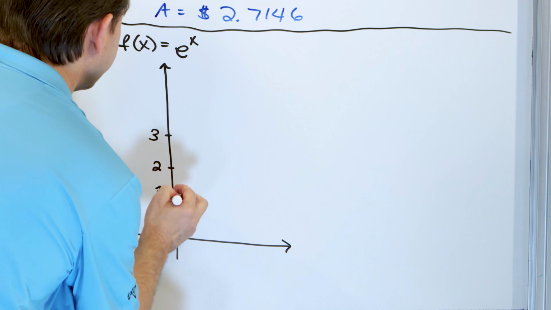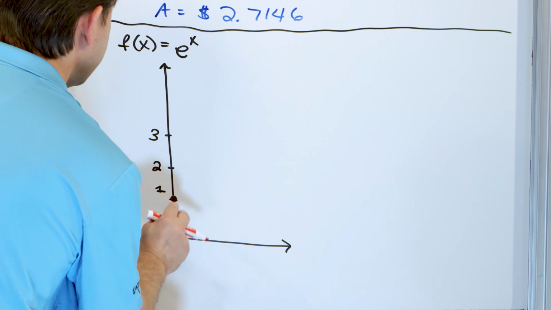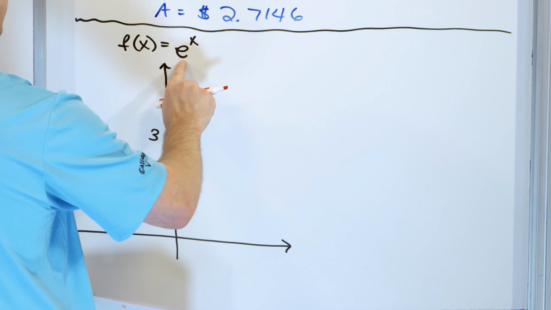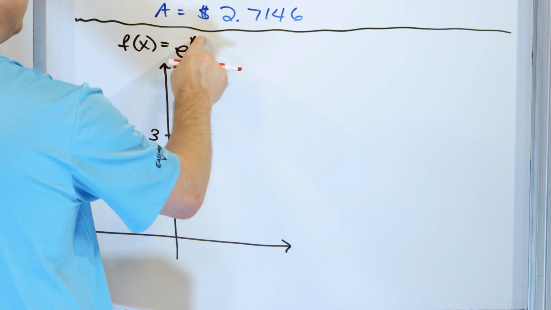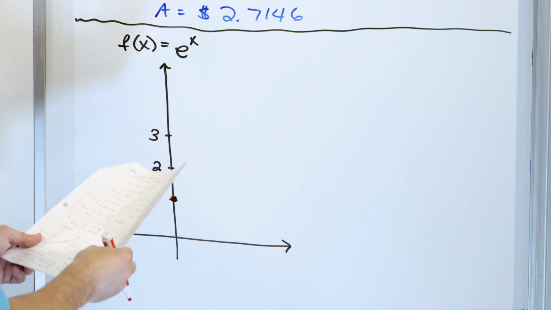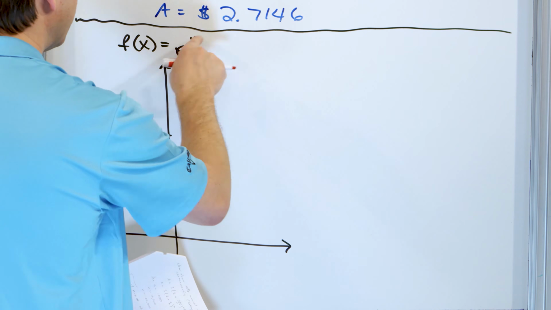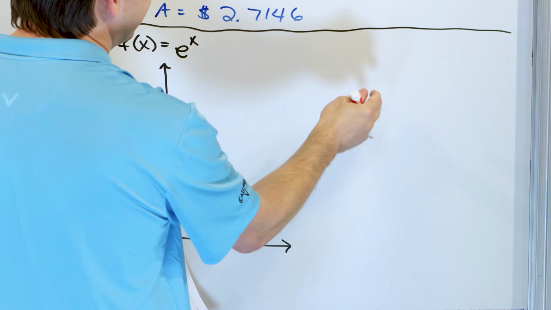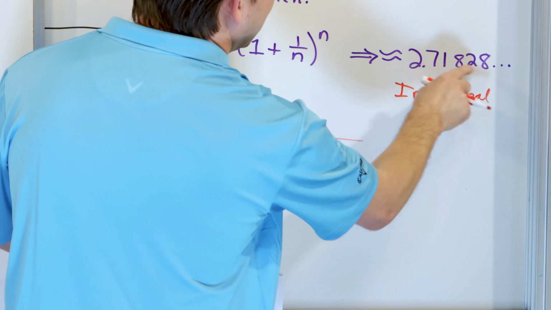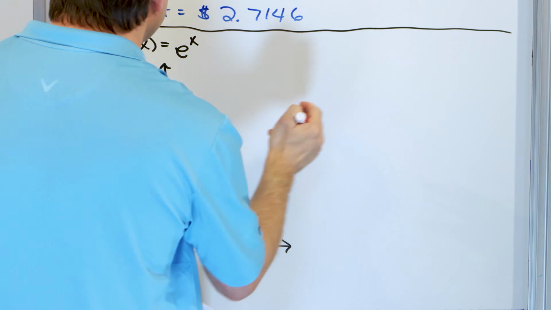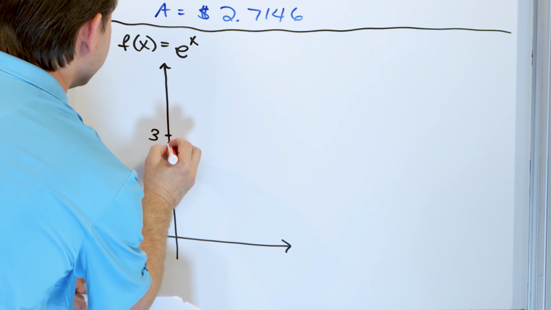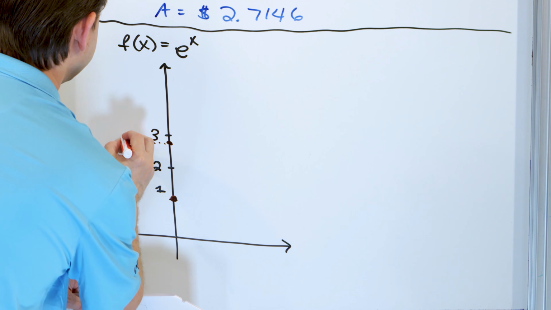We know it's going to go through the point (0, 1), because if I put 0 here, e to the 0 is just a number. A number to the 0 power is 1, so that's going to go through that point. And we also know that the number e is actually 2.71828, so it's about 2.7. So this number is somewhere right around here. This right here is where the number e is.